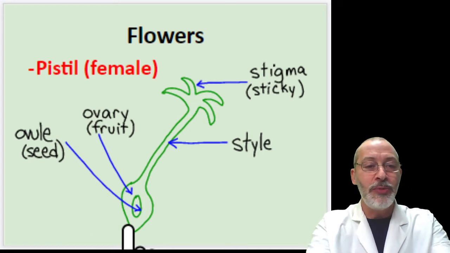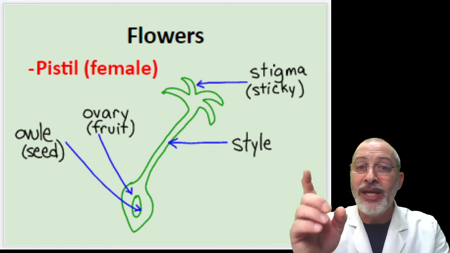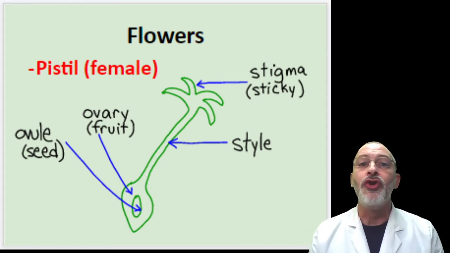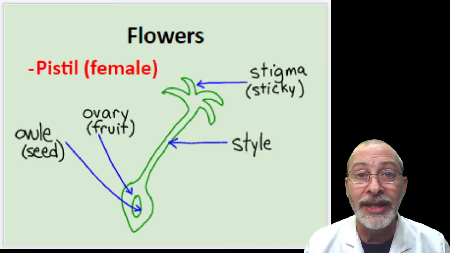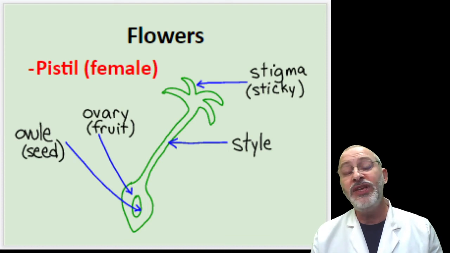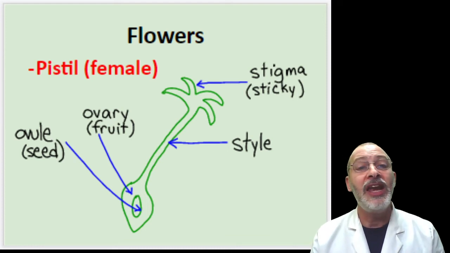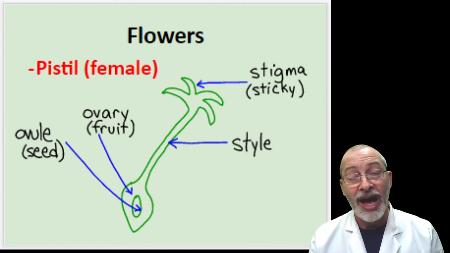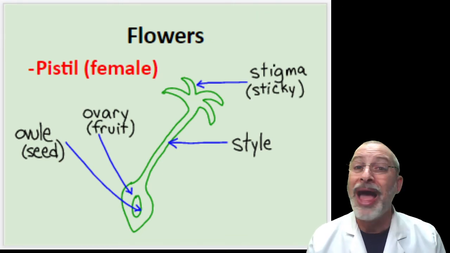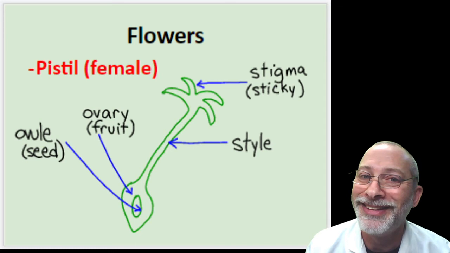So the next time you bite into a juicy red apple, keep in mind that you are biting into the ripened ovary surrounding the ovule of the female part of an angiosperm. I know that's a mouthful, so make sure you chew your apple really well.